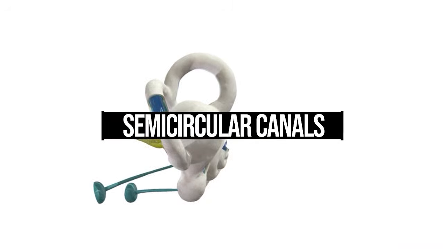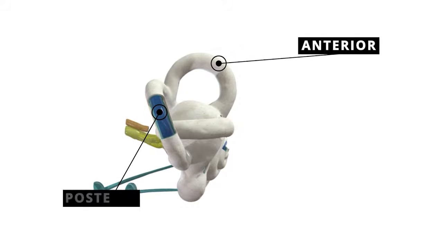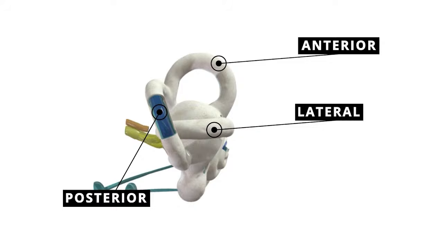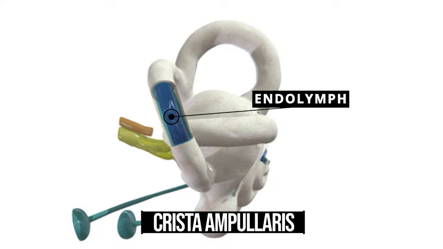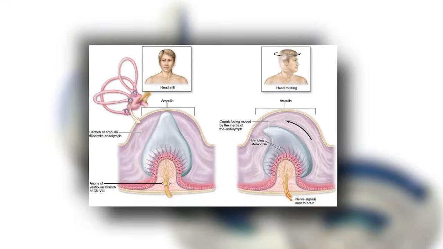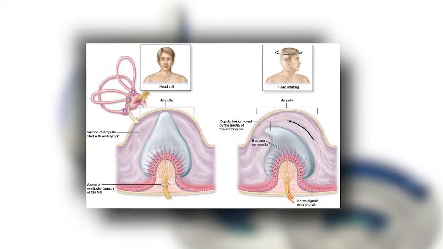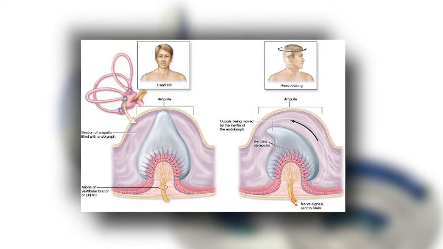Semicircular canals. There are 3 semicircular canals, anterior, posterior, and lateral, in each ear, oriented at roughly right angles to each other. These canals are filled with a fluid called endolymph and contain a sensory organ called the crista ampullaris. The crista ampullaris has hair cells similar to those in the cochlea, and their movement in response to fluid motion is crucial for detecting rotational movements of the head.